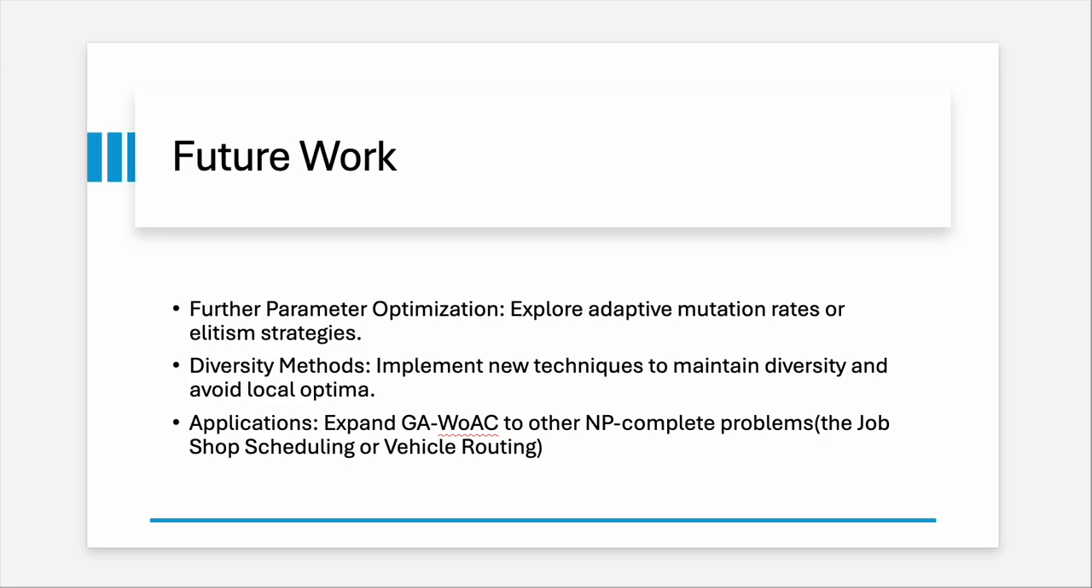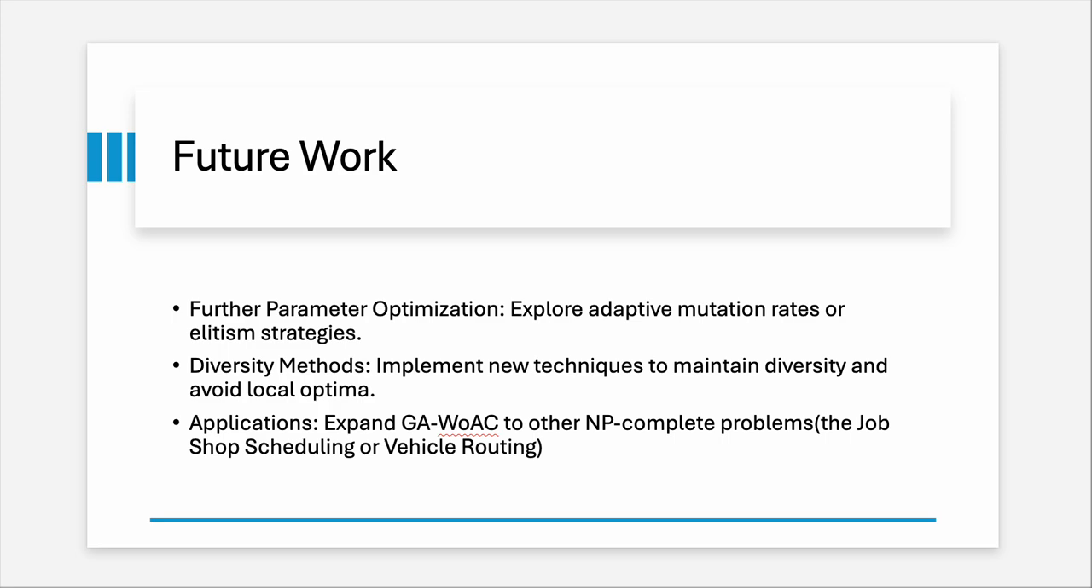So the next step in advancing this research involves exploring further parameter optimizations to enhance the genetic algorithm's effectiveness. One promising area is the use of adaptive mutation rates rather than using a fixed mutation rate throughout the evolution process. An adaptive rate would allow for more exploration in the early generations and less randomness as the algorithm converges, enhancing both the quality and efficiency of the solution.